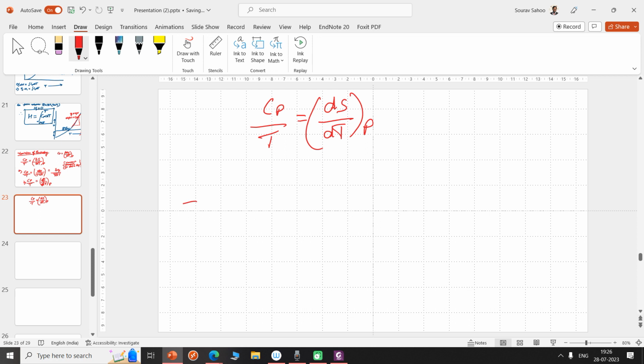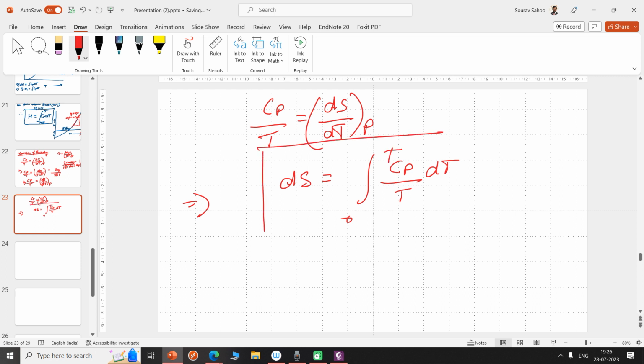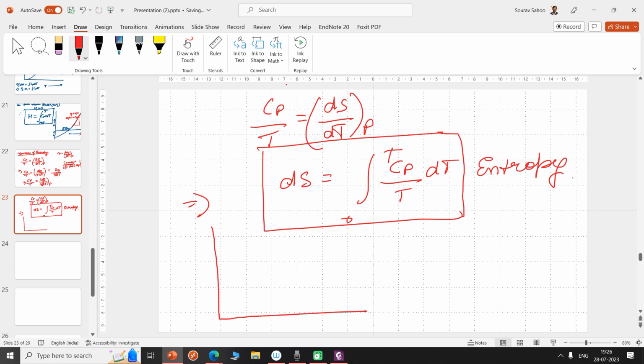If I just take dT to that end, and if I integrate it from 0 to T, what I'll be getting is actually the entropy. Right? And how this entropy varies is pretty much similar to how Cp varies. We'll have a sigmoidal curve like this. And this is how the entropy varies with the temperature.